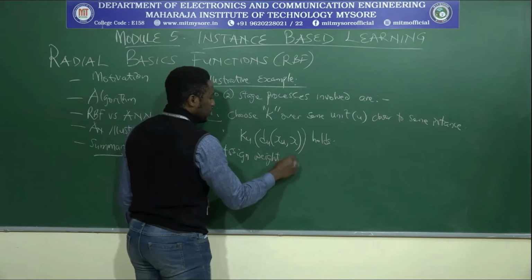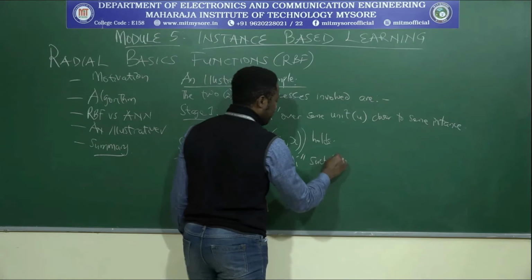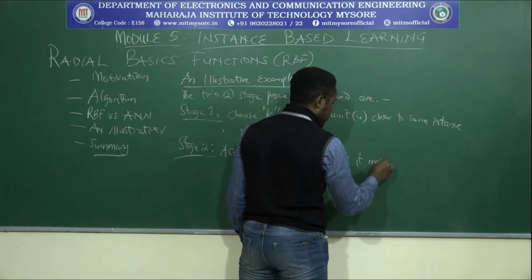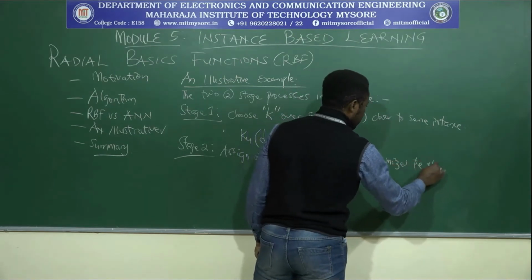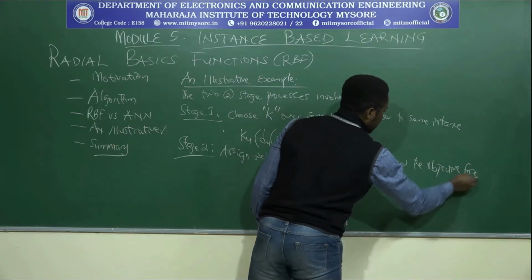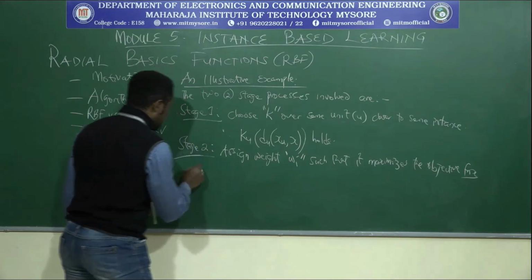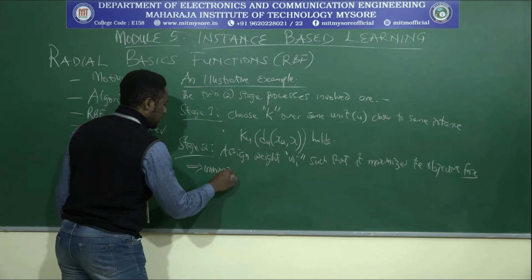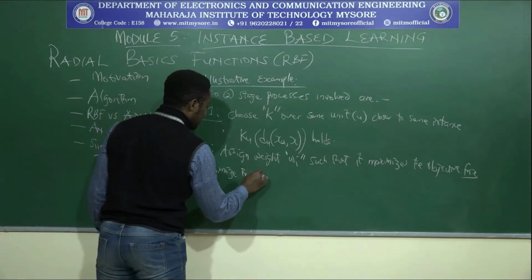So the second step says assign weights. And we know they are called W_i or W_u, okay, such that it maximizes the objective function. So what's the objective function here? The objective function implies we need to minimize this error. Minimize the error. That is our core objective.